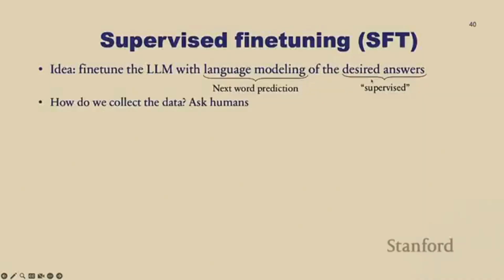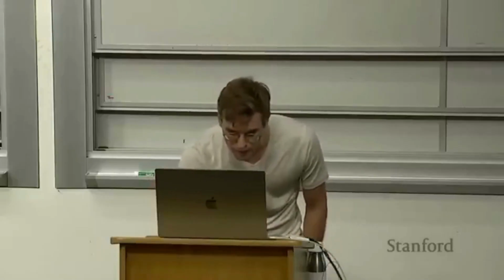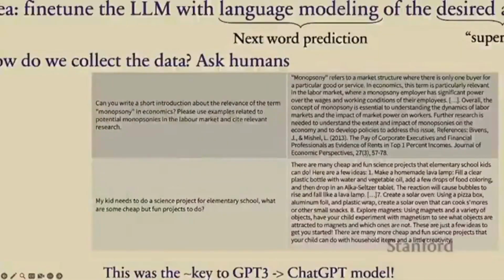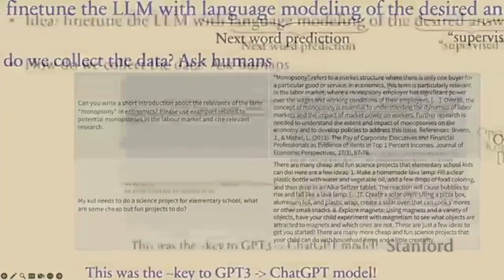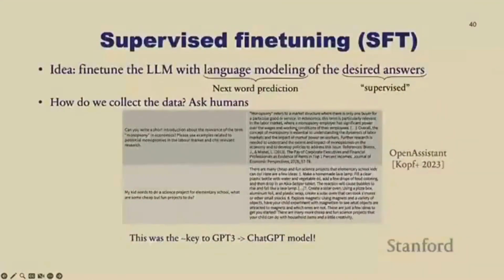So how do we collect this data? Well, I just said it. You just ask humans to tell you this is a question, this is the answer that you would want from some of these models. So this is an example. Sorry, I can't read very well on my computer. Let's read this one. Can you write a short introduction about the relevance of the term monopsony? And then it says monopsony refers to a market structure, blah, blah, blah. And it's a human that wrote that.